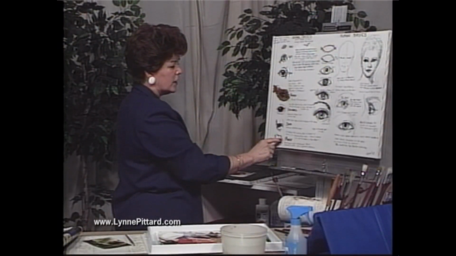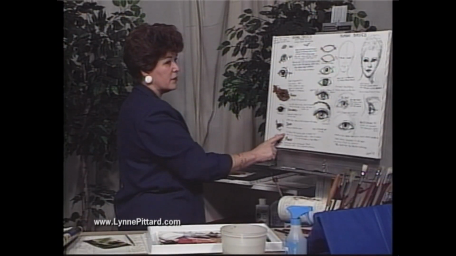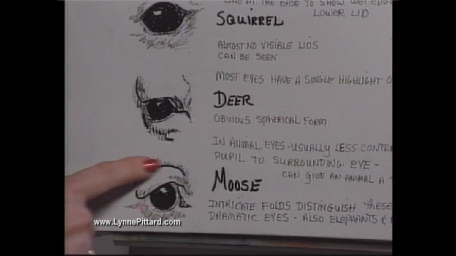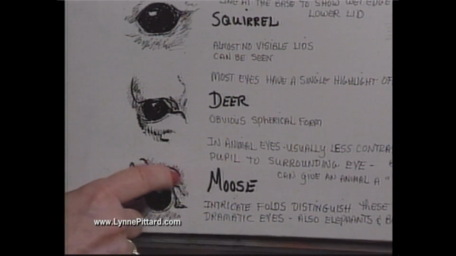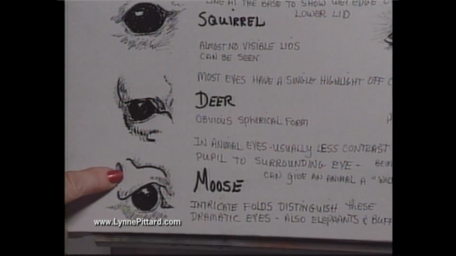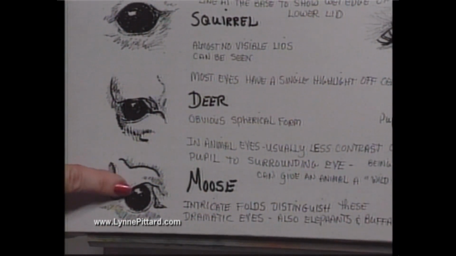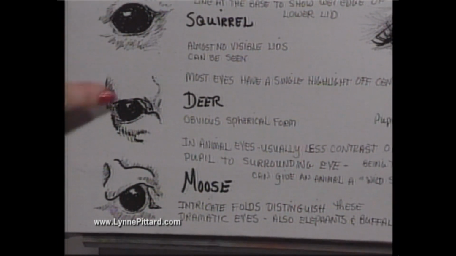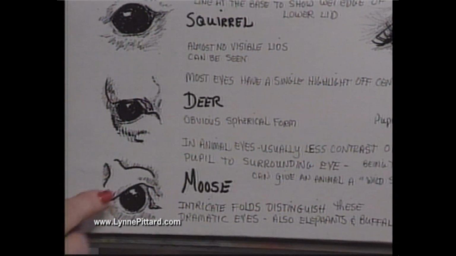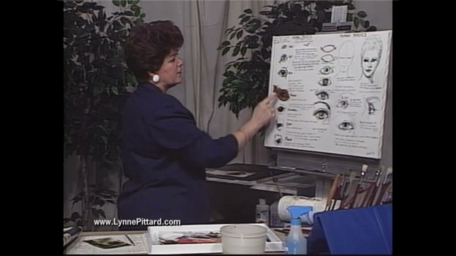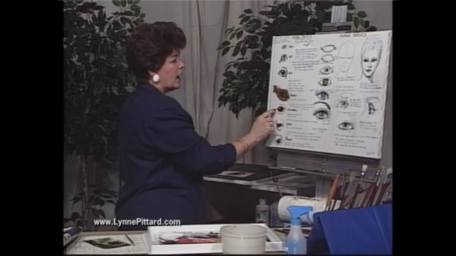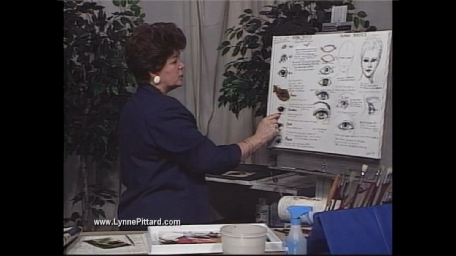For a moose, he's unique in the sense, just as the deer is above here, that they have very intricate folds that distinguish their dramatic eyes. Elephants and buffaloes, they also have this fold of material for the upper lid that helps characterize theirs. But in all similarities, if you look down the whole list, they are all very round. The pupil is very distinguishable. And even though our eyes have a round pupil, we have more of an almond shape to the outer eye.